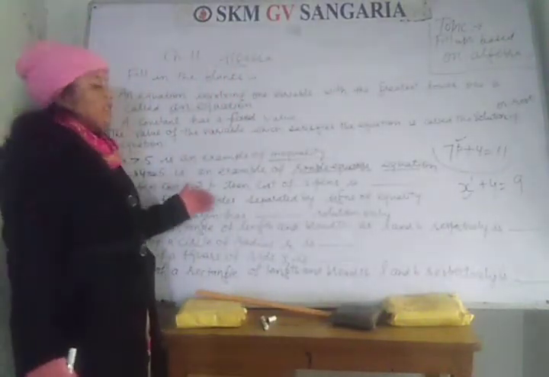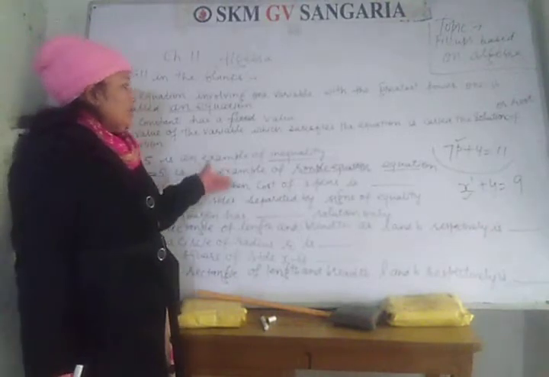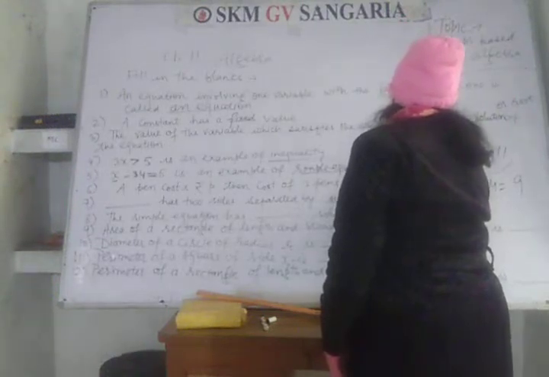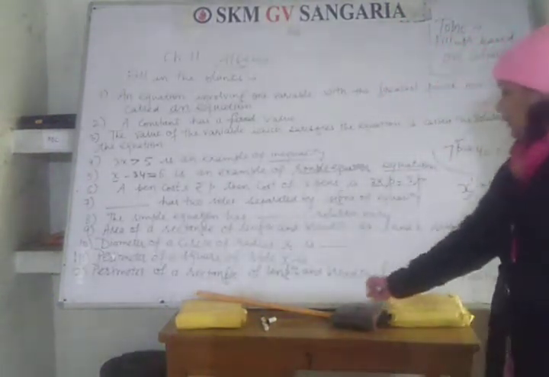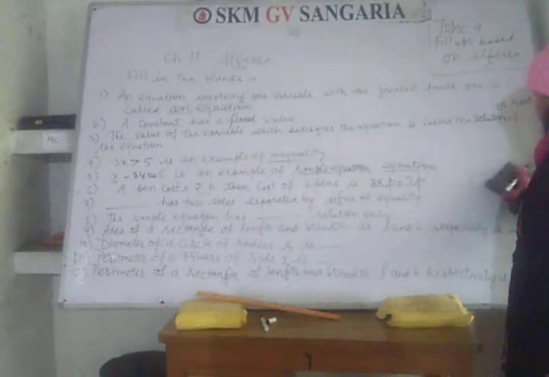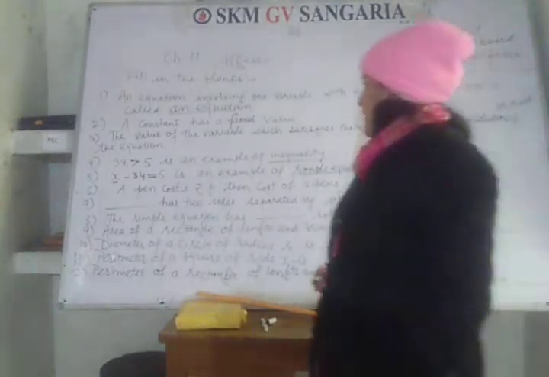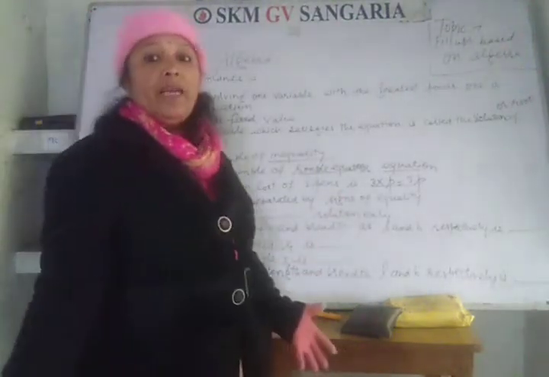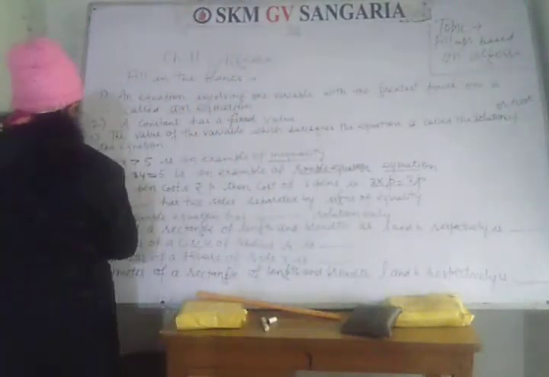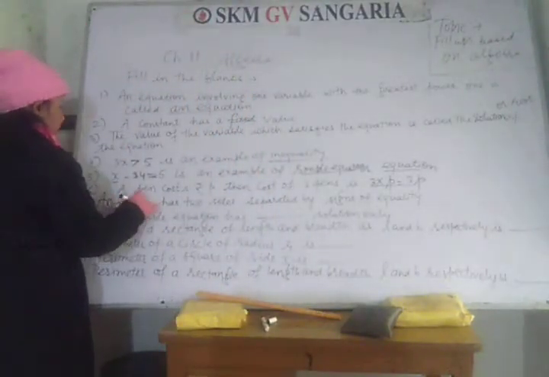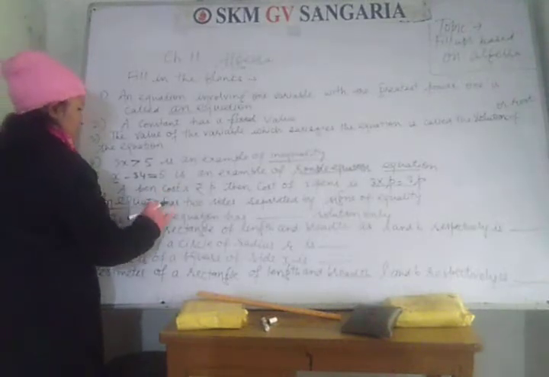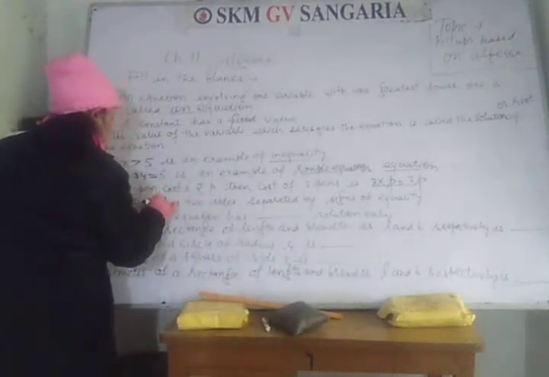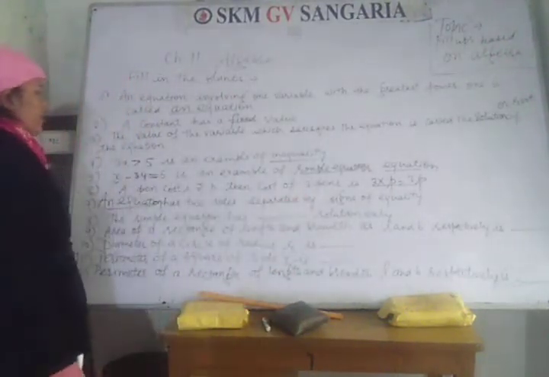If a pen costs rupees p, where p is the variable, then the cost of 3 pens will be 3 multiplied by p, that is 3p. Then dash has two sides separated by a sign of equality. So what has two sides? An equation. An equation has two sides separated by a sign of equality.